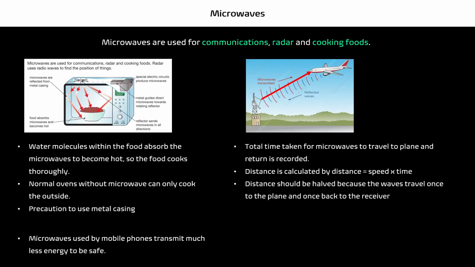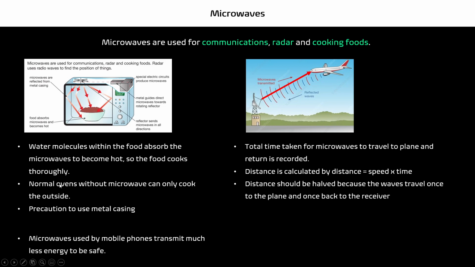Now let's take a look at microwaves. Microwaves are used for communications, radar, and cooking food. At your home, you most probably have a microwave oven. A microwave is better for cooking your food because the water molecules within your food will be able to absorb all the microwaves to become hot. So the food cooks inside as well, thoroughly.